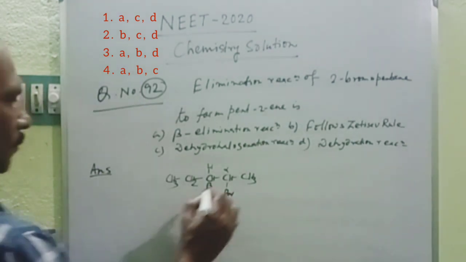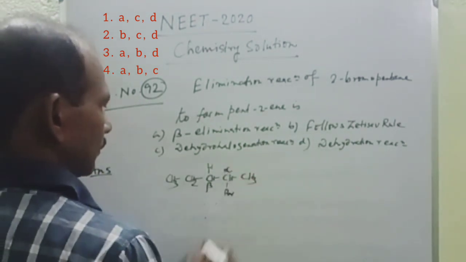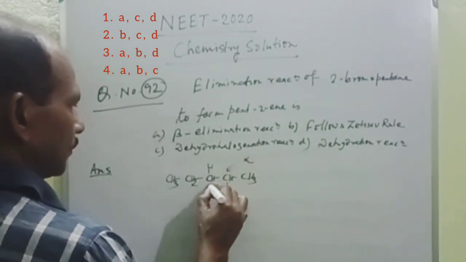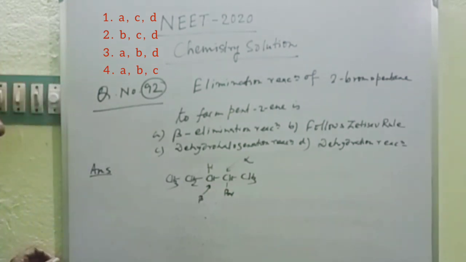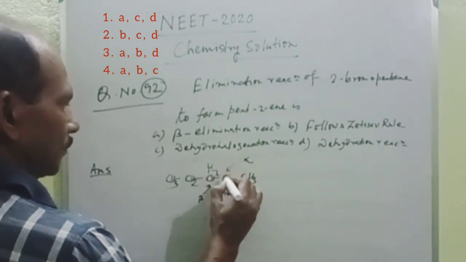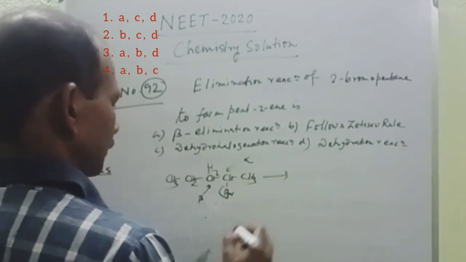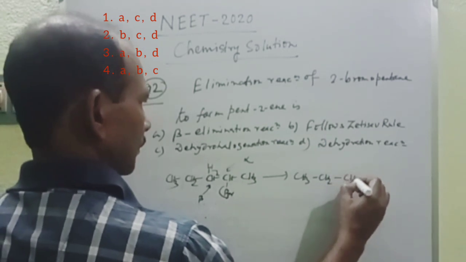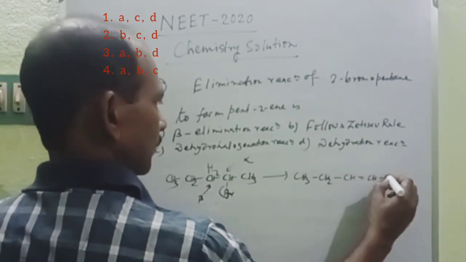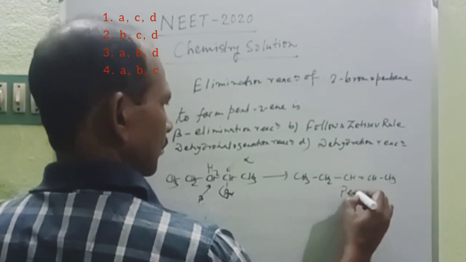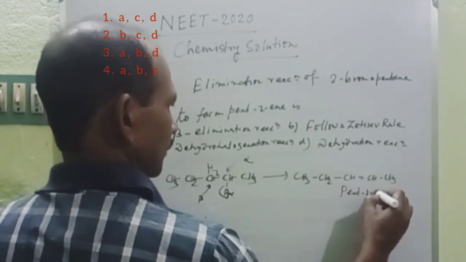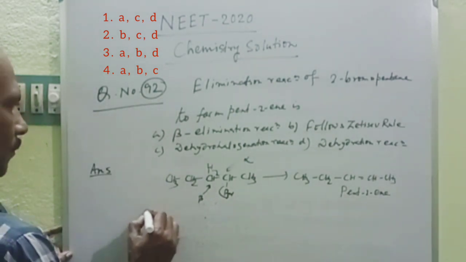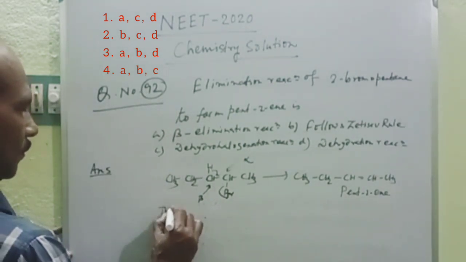Carbon attached to bromine is the alpha carbon. Carbon attached to the alpha carbon is the beta carbon. Hydrogen attached to the beta carbon is the beta hydrogen. In this molecule, there are two types of beta hydrogen: two beta hydrogens attached to C3 and three beta hydrogens attached to C1. Here, beta hydrogen from C3 will be eliminated predominantly to produce the main product pent-2-ene according to Saytzeff's rule.